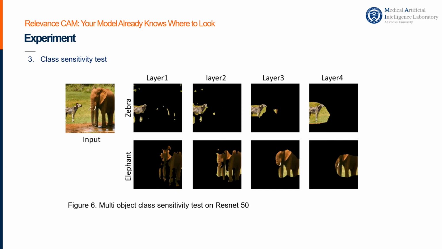Final test is the class sensitivity test. As you can see in this figure, Relevance-CAM has high class sensitivity. And through Relevance-CAM, we can find that the ResNet 50 model already separates the elephant and the zebra from layer 1.